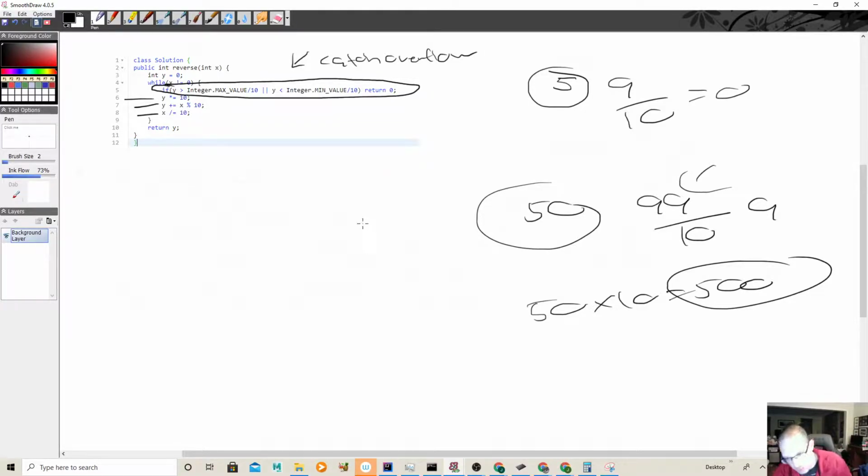This is a really, really good way to reverse a number. Super efficient and really easy.